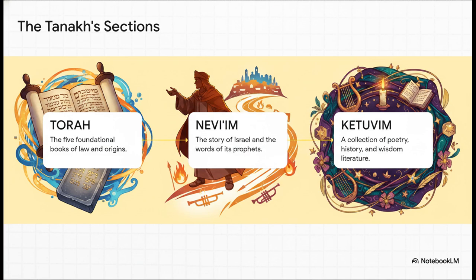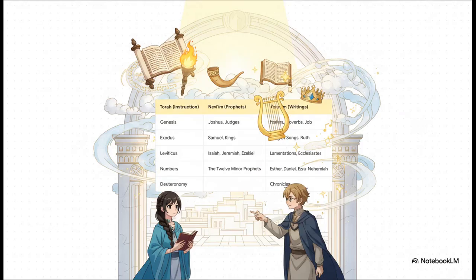So picture the Tanakh as having three main sections, right? Each one has a really distinct purpose. First, you've got the Torah, which lays the foundation for everything. Then come the Nevi'im, the prophets, who tell the story of Israel's journey. And finally, you have the Ketuvim, the writings, which are this beautiful collection of poetry, wisdom, and reflection on that whole experience.